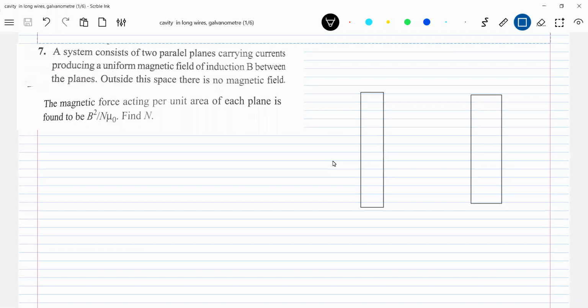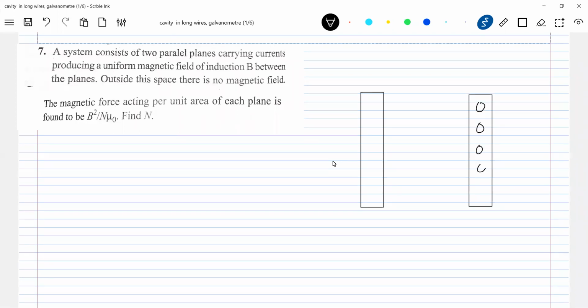The magnetic force acting per unit area. So you can assume now, let the field here be out of the plane. The field here, let it be into the plane. Anything you can assume. So now what we are calculating is the force of interaction between the planes. That is nothing but asking the force per unit area of each plane.